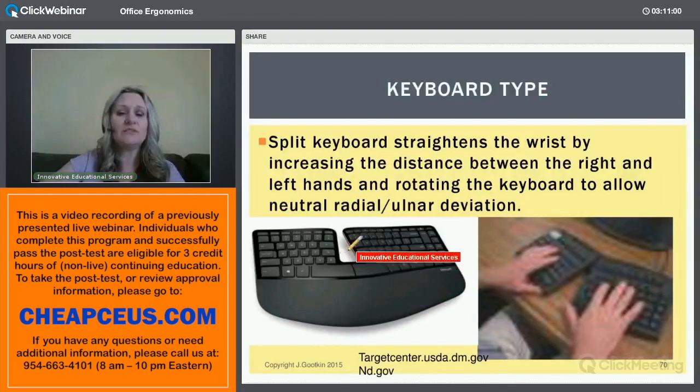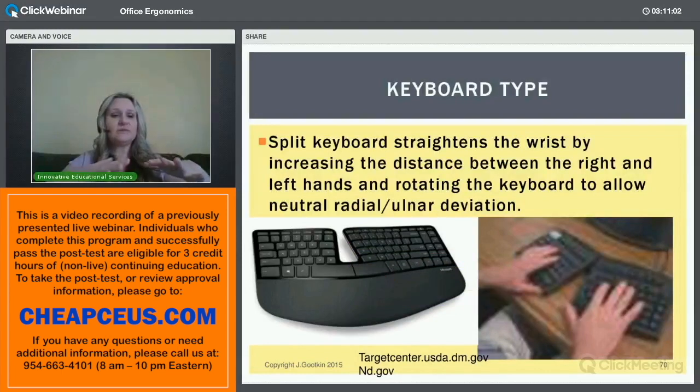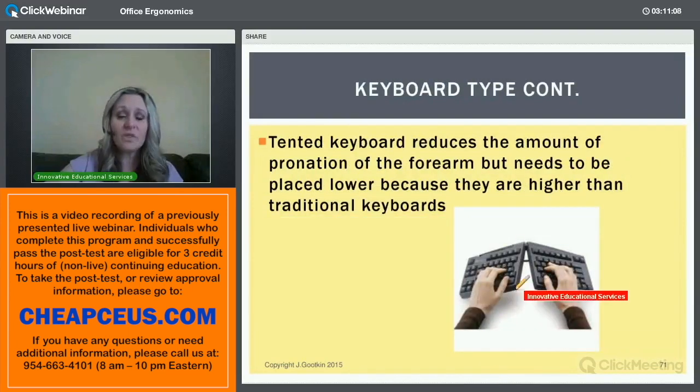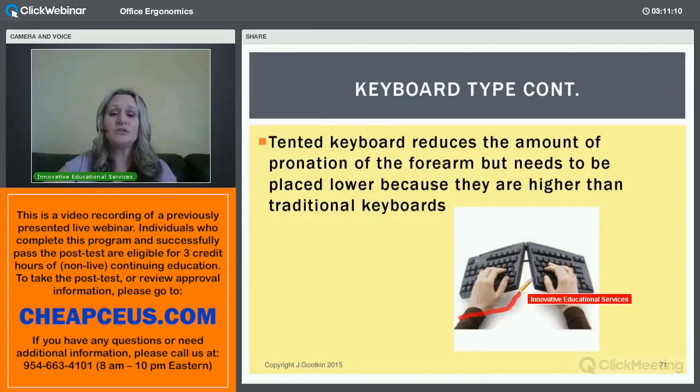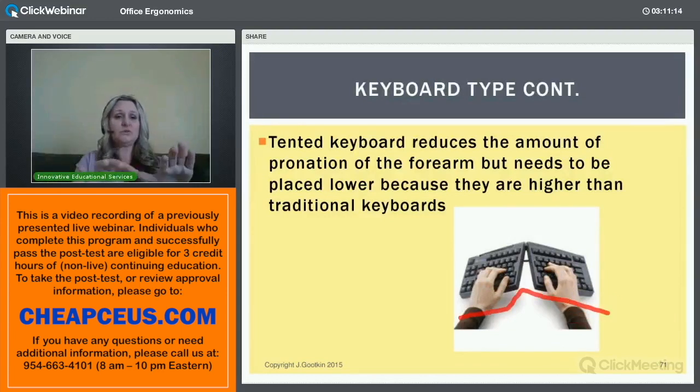So we have here what's called a split keyboard. It allows them to be in more of a neutral position in terms of radial and ulnar deviation. This is a tented keyboard. It actually tents up so that the individual is in less pronation. And what you want to think about for patients is, as we change the pronation and supination, we're changing the length-tension relationship of our wrist muscles.